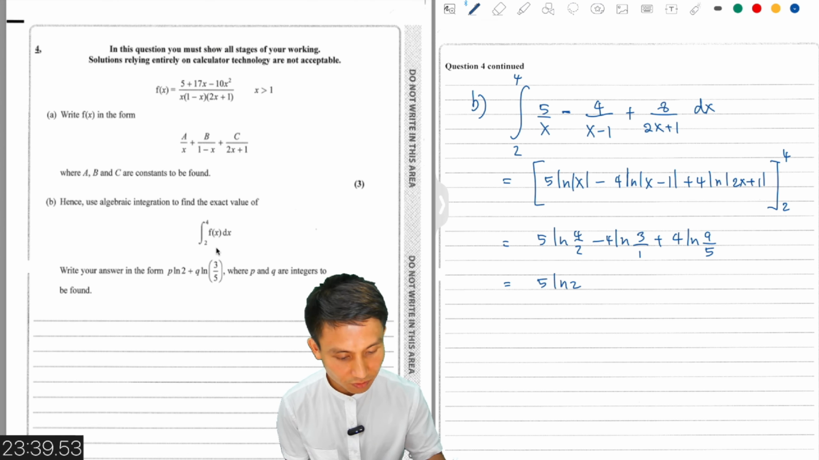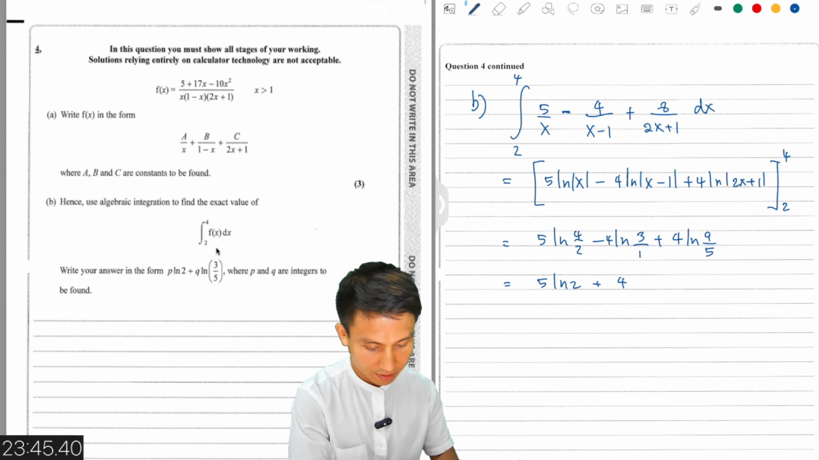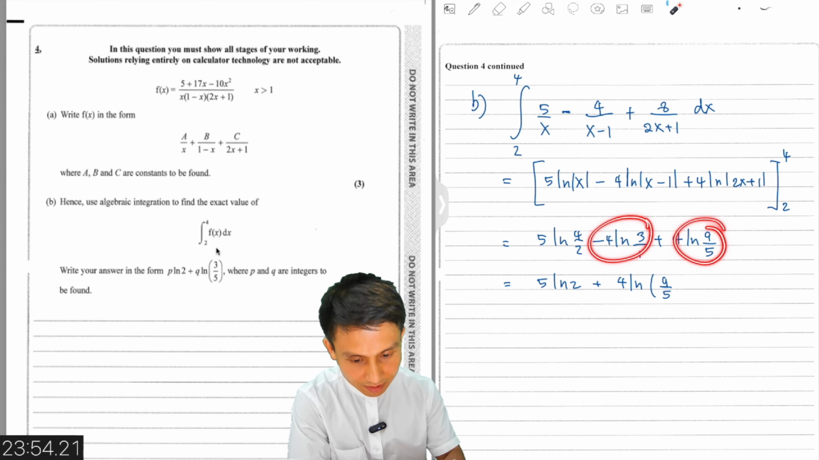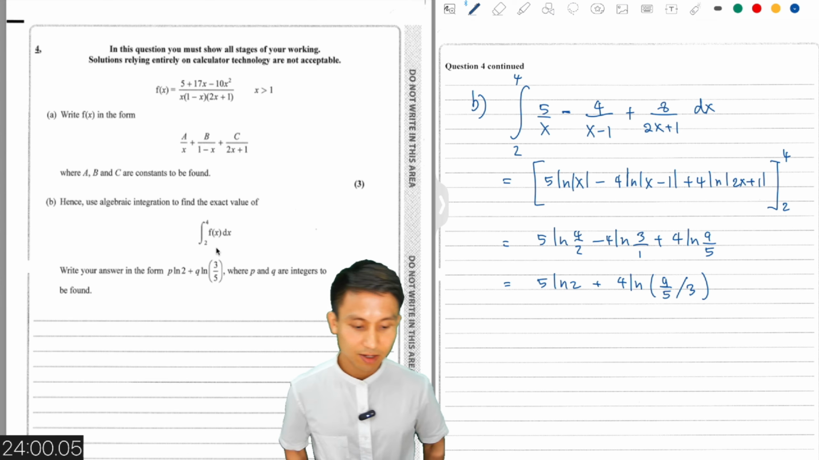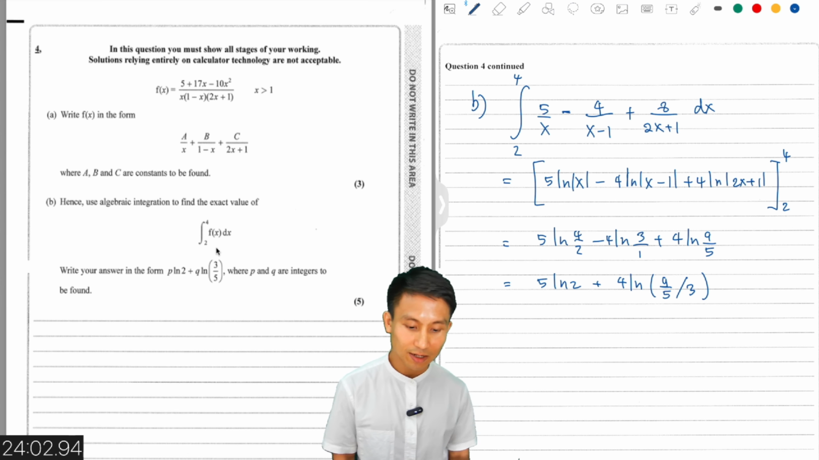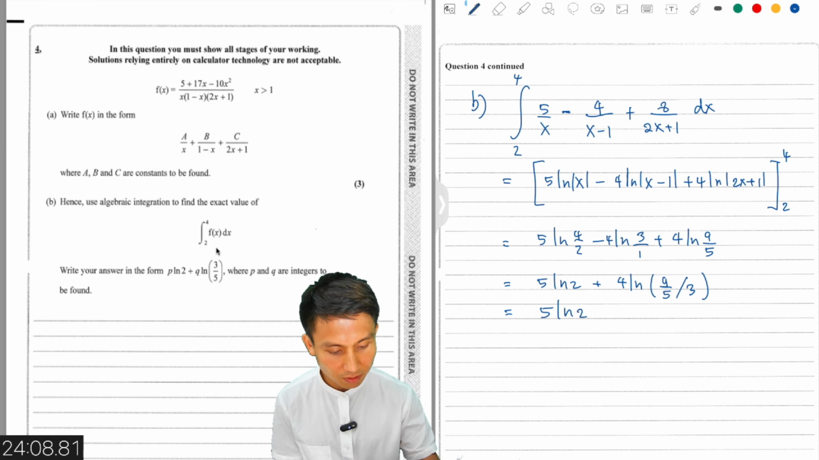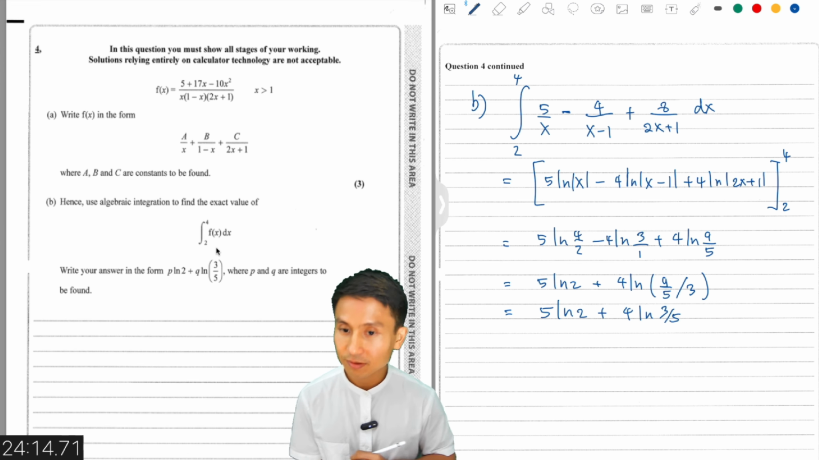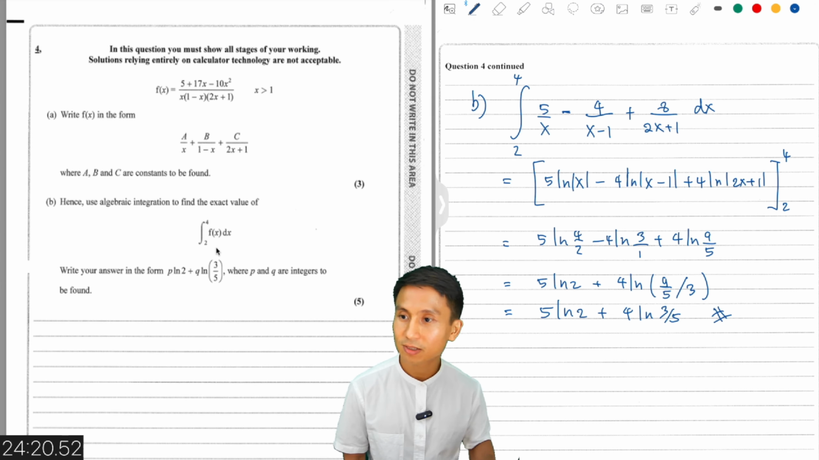So 5 ln 2, and this is plus 4, yeah? And you can merge the 4 there. So it's ln 4, and then you have 9 over 5, because these are adding together as well. So we have 9 over 5 divided by 3, right? Because it's a minus 4 ln 3 there, so you divide the 3 into the argument. Okay, and if we simplify this, we have 5 ln 2 plus 4 ln 3 over 5. That is just as required, right? Yeah, I think I'm happy with this. So I'm done with number 4.